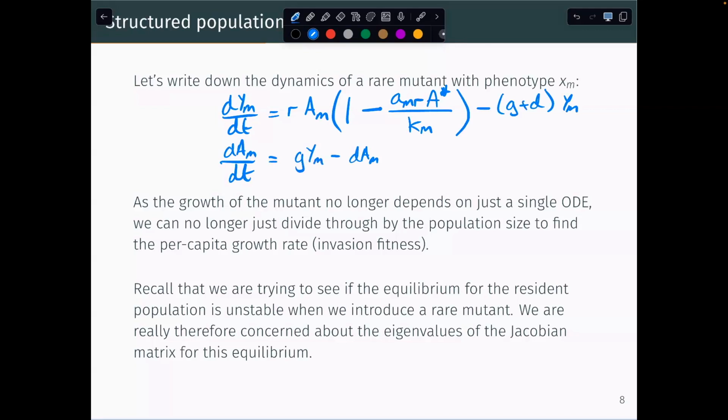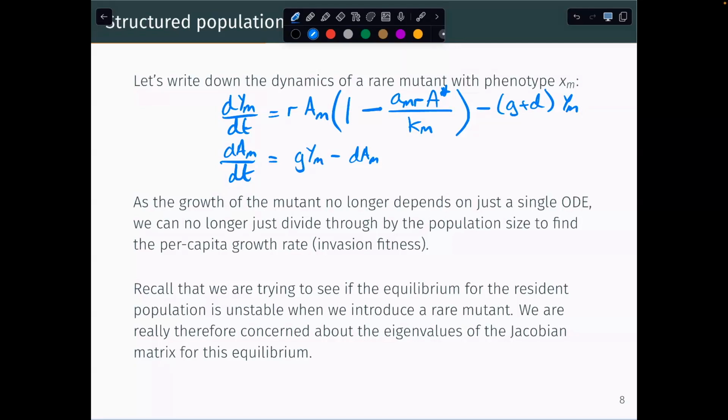So previously at this stage, in our unstructured populations, we only had one equation. So we could just divide through by the population size of our rare mutant to get its per capita growth rate when it was rare. And that was in our invasion fitness. We can't do that anymore because the population is structured. Okay. So we need to take into account the contribution, or essentially in this model, how long individuals spend in this juvenile stage, how long they spend in the adult stage on average, and what is their contribution for this adult stage into the growth rate here.